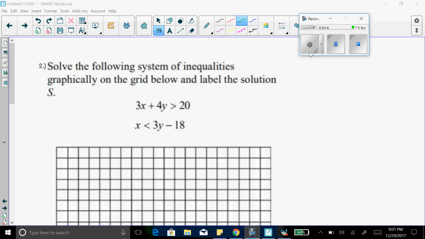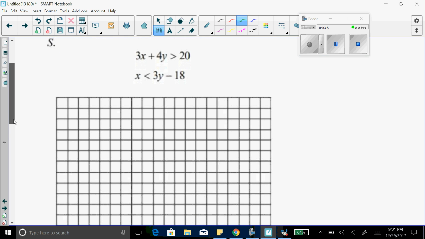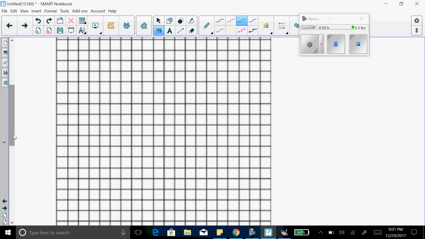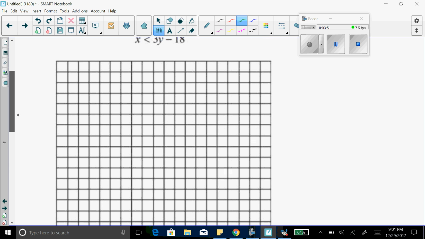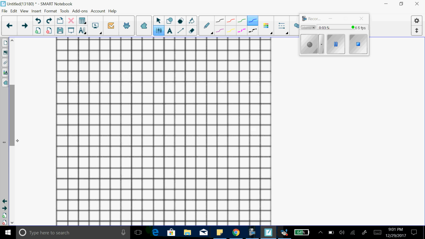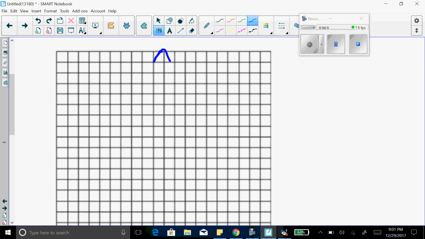All right, so your next problem asks you to solve the following systems of inequalities graphically. So first thing I want to note is that this problem did not give you any axes, so you have to actually draw them on yourself. And make sure you label it with some numbers here. And your line should be straight.